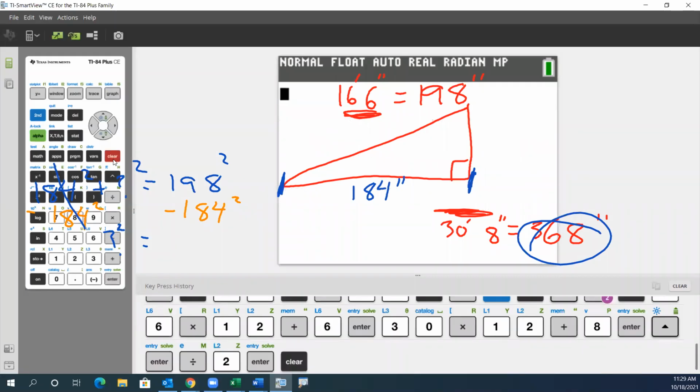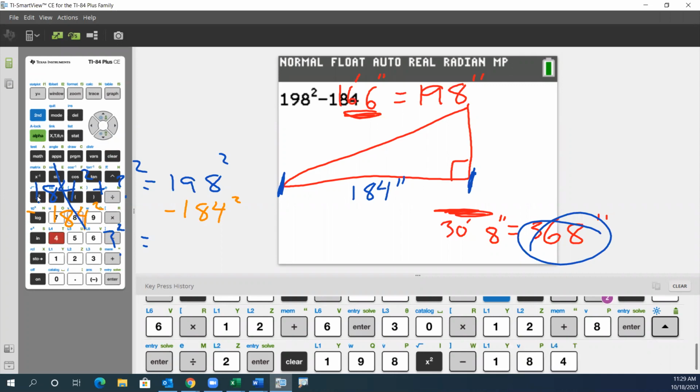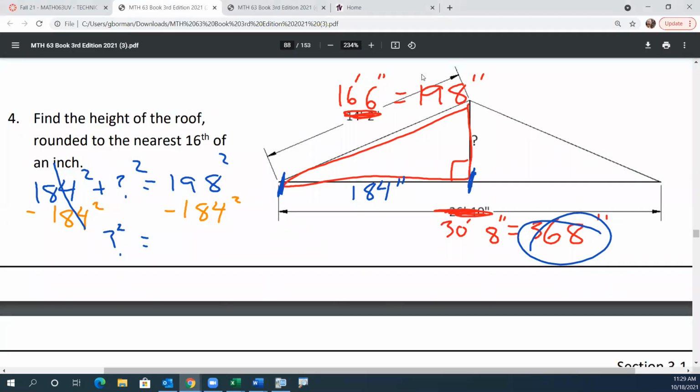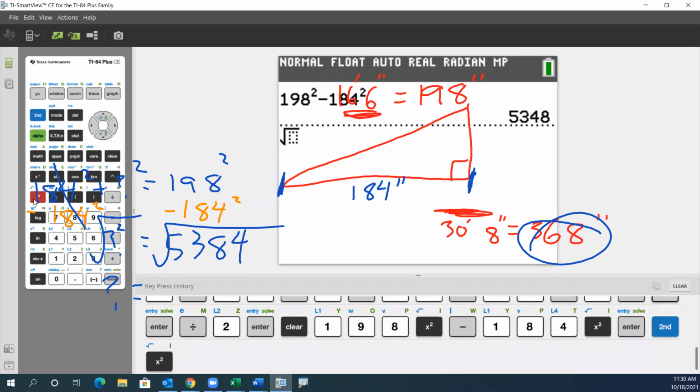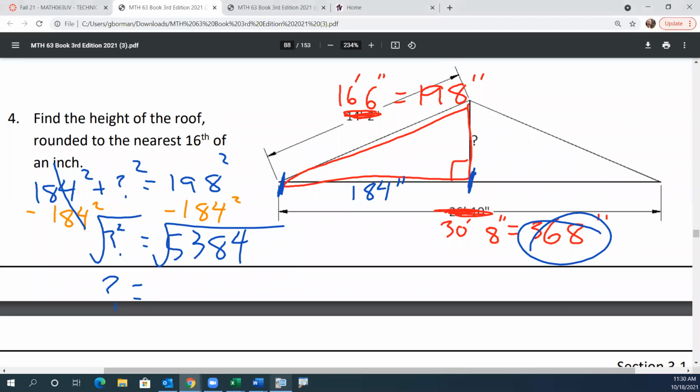All right, so we've got 198 squared minus 184 squared. It's 5348. Wow, that much? Holy cow. Okay, well, whatever. And then we'll square root both sides. All happy and stuff. So square root of that guy. And we get 73 inches.